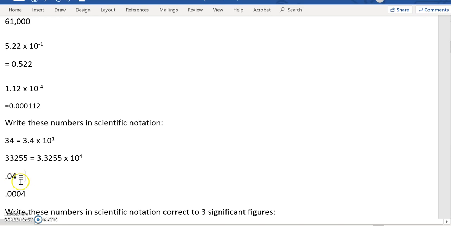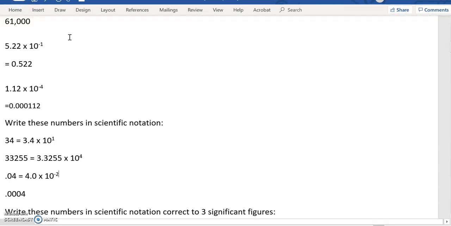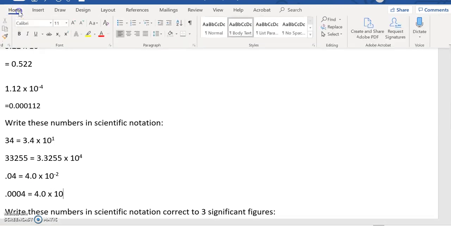1 and 2. So it's going to be 4.0 by 10 to the minus 2, because we've started as a decimal. Another way we can think about it, the negative 1 column is tenths, the negative 2 column is hundredths. So we've got 4 in the hundredths columns there. Here we've got to go a little bit further. We've got 1, 2, 3, 4 different ones. So it's going to equal 4.0 by 10 to the minus 4.